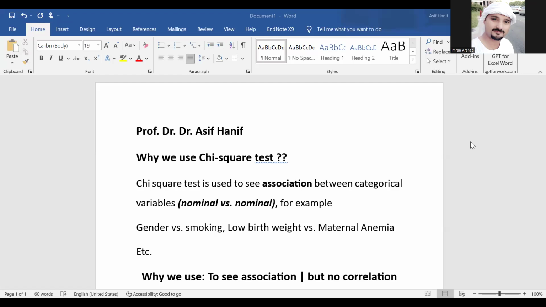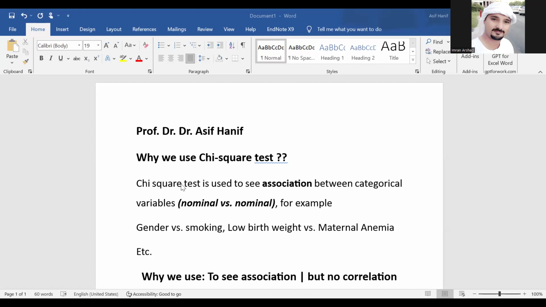Whenever we talk about categorical variables, there are nominal and ordinal. If you remember, we have already done a few sessions on types of data: nominal, ordinal, interval, and ratio. You need to revise if you don't remember. If we have nominal versus nominal data, then we will apply the chi-square test.